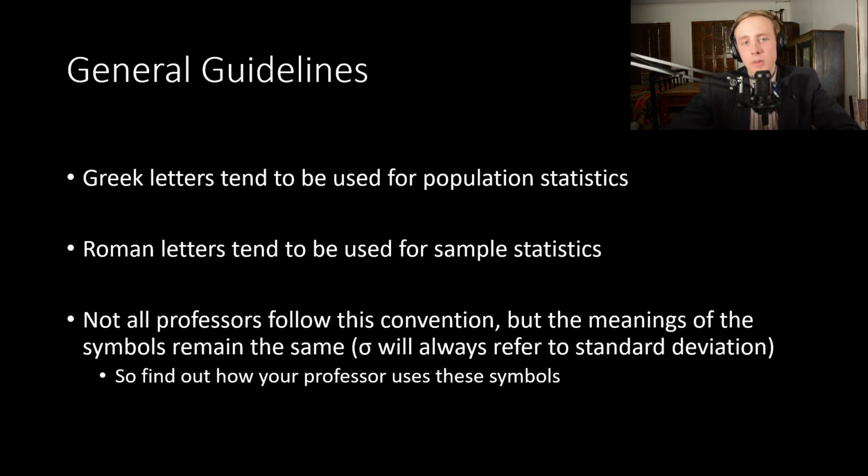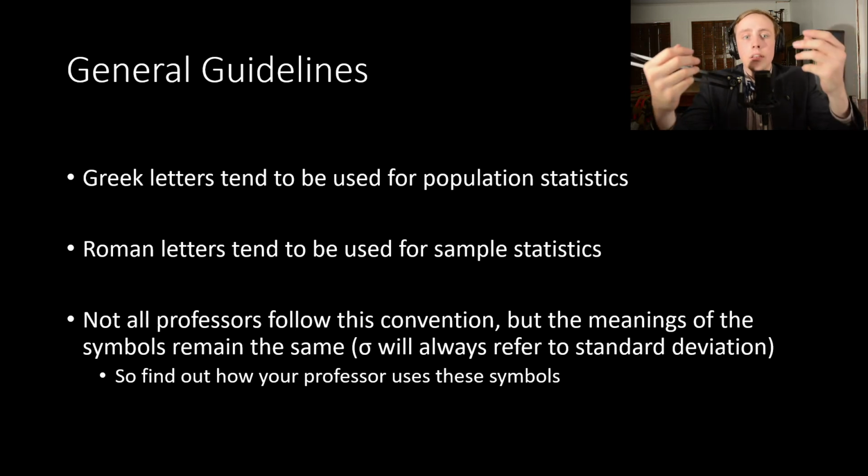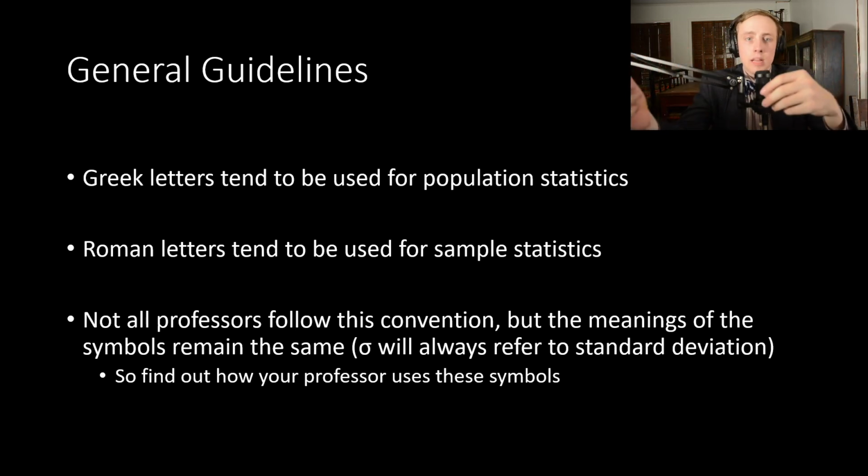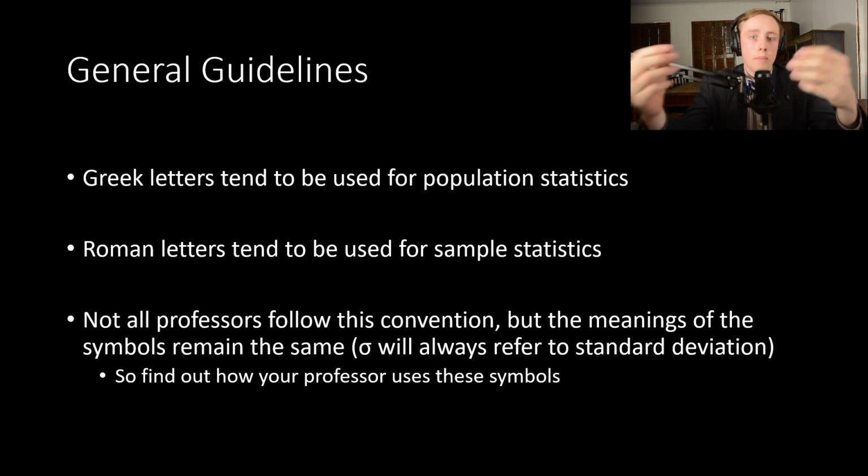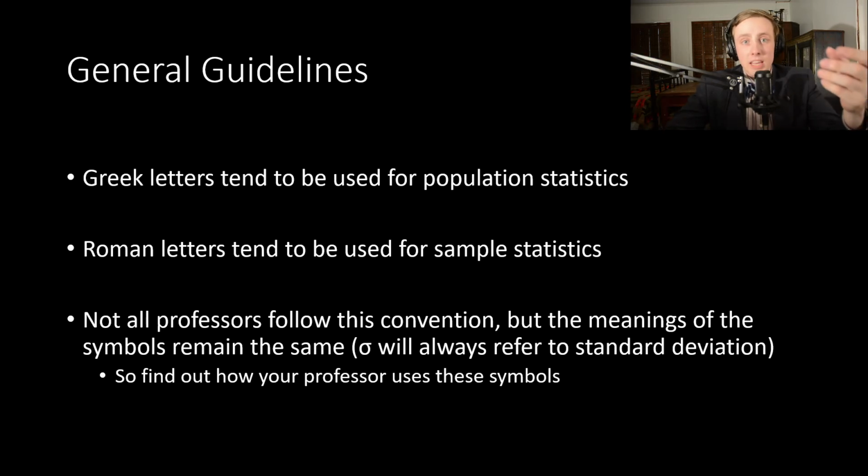Now for why I broke this up into Greek and Roman letters. Our Greek letters tend to be used for our population statistics. So if we were to measure how tall everyone in the world was, we would use our Greek letters mu and sigma, lowercase sigma, to indicate the mean and standard deviation for that population. For our Roman letters, we use them for sample statistics. So if we took a sample of 300-400 people out of the population, we would use X bar and S to refer to the mean and standard deviation.